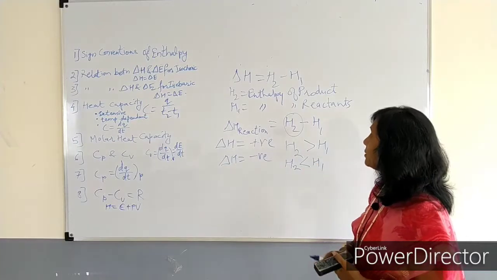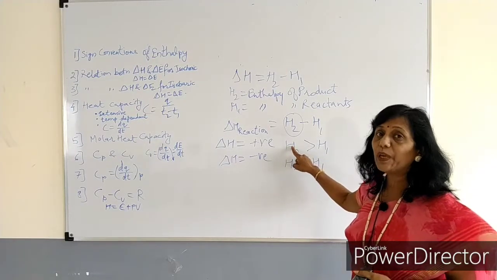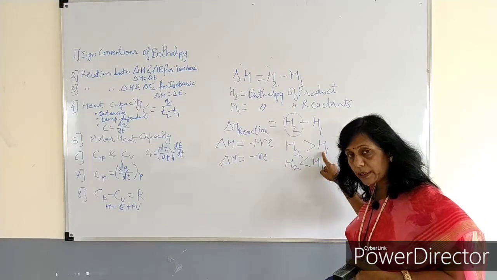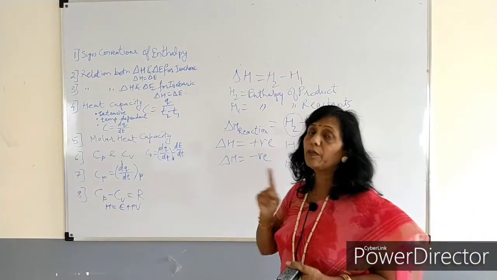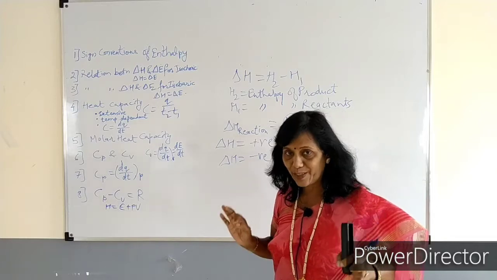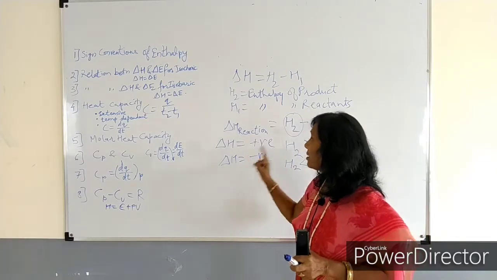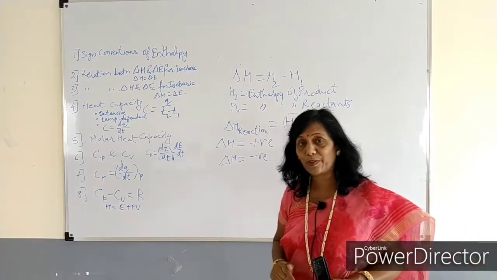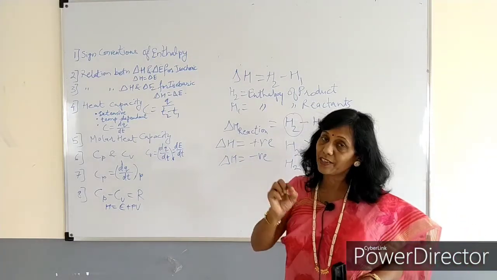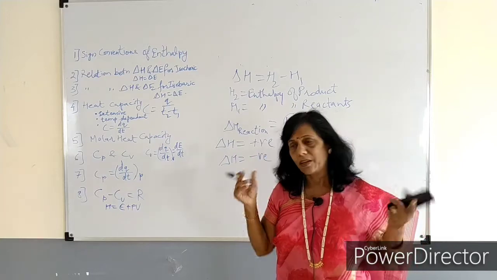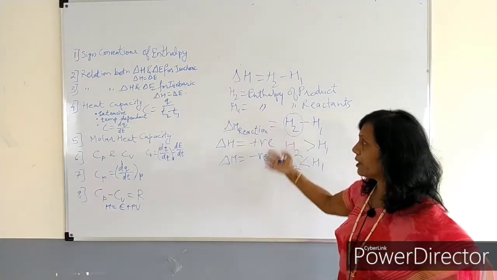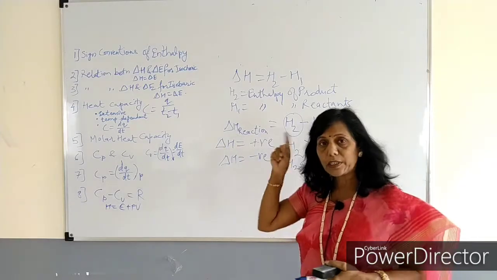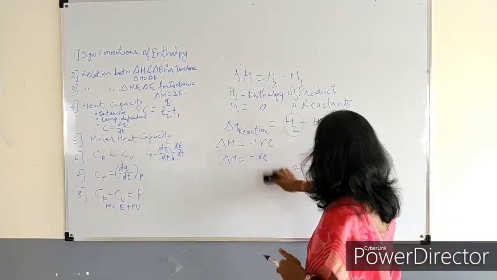Now, it does mean that when the enthalpy of the products is greater than the enthalpy of the reactants, then the enthalpy of the reaction comes out to be positive, right? When the enthalpy of the products is lesser than the enthalpy of the reactants, delta H is negative. Is it clear? It's very simple. By common sense only we can correlate the sign conventions of delta H. Do you all understand? Right? Next.